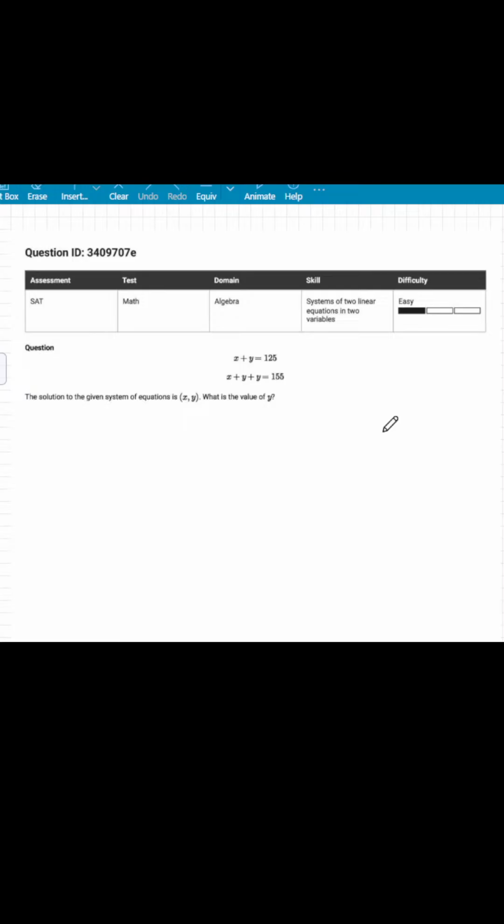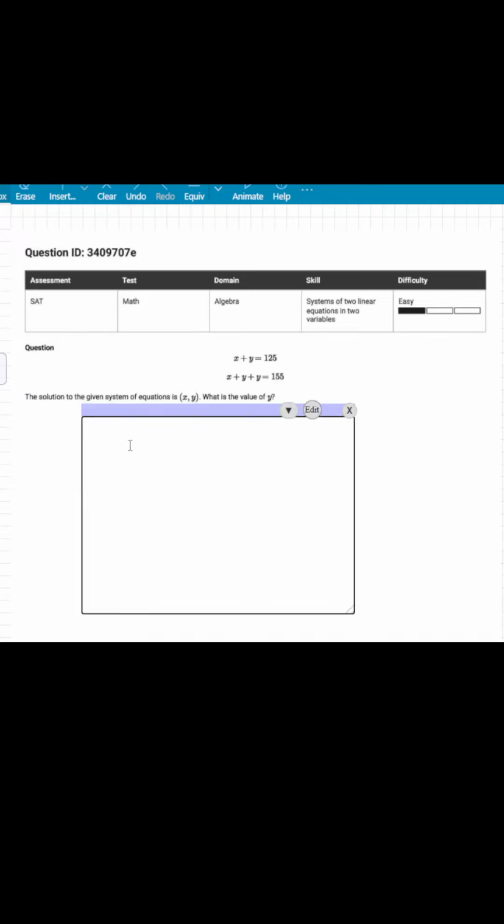Okay, so let us try to solve the question. So we are given two equations. Let us write those down. x plus y is equal to 125 and x plus 2y is equal to 155. So we'll have to find y.